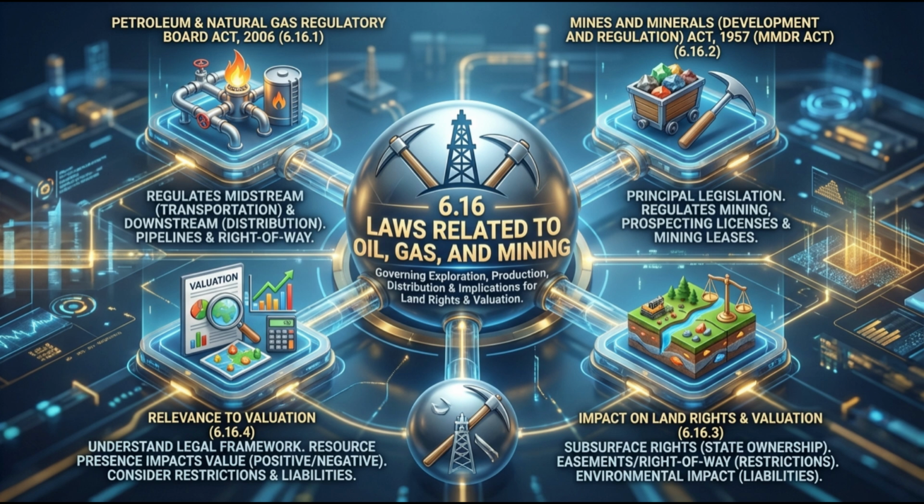Let us start with the first branch, Petroleum and Natural Gas Regulatory Board Act 2006. So what is the core function of this act? This act regulates mainly midstream transportation of oil and gas, downstream distribution networks, pipelines, and right-of-way corridors. Right of way means they can pass pipelines through private land? Yes, pipelines often pass through multiple land parcels, so the Act provides a framework for creating and regulating these corridors.